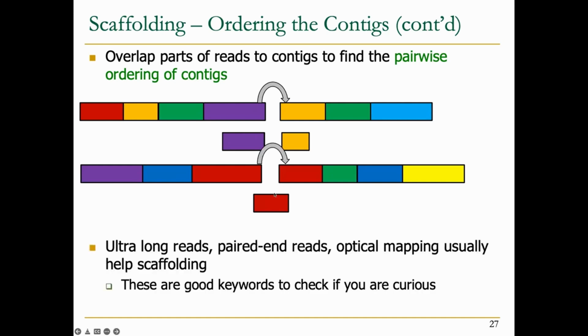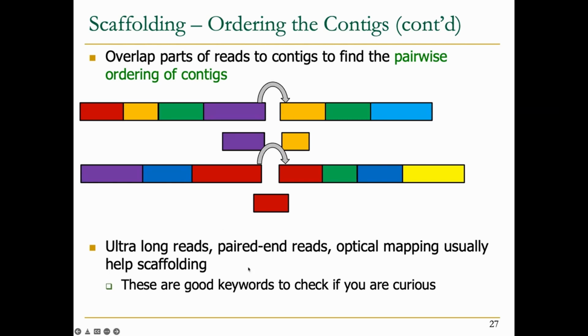So what helps scaffolding? Usually we want to use ultra-long reads so that we can identify such overlaps. We can use paired-end reads. Paired-end reads are essentially paired, with a gap between them, and maybe one pair overlaps here and one pair overlaps here. Since we already know that these two pairs are close to each other, we can say that maybe these contigs are also close to each other.